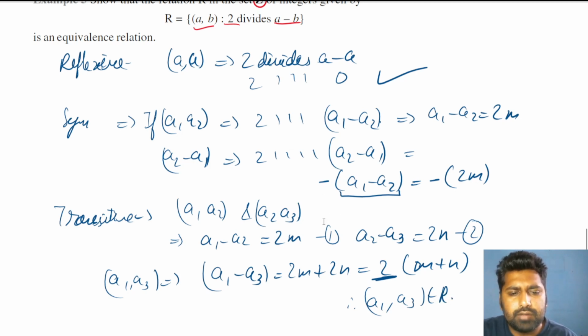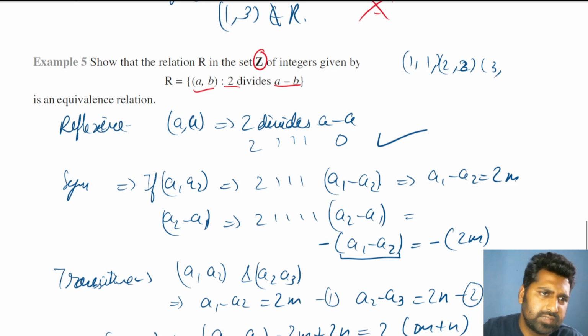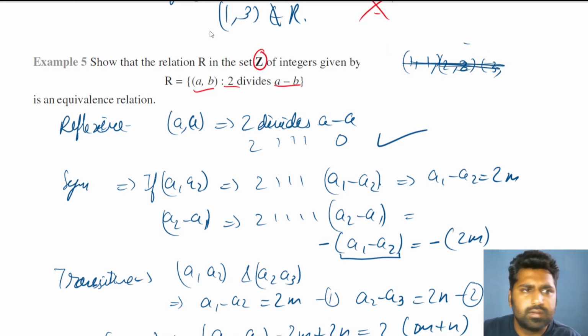If you're not comfortable with this, what I suggest is you take any set of integers which satisfy these conditions. Like for reflexive, check 1 1, 2 2, 3 3, are they satisfying or not? If yes, so yes, reflexive.